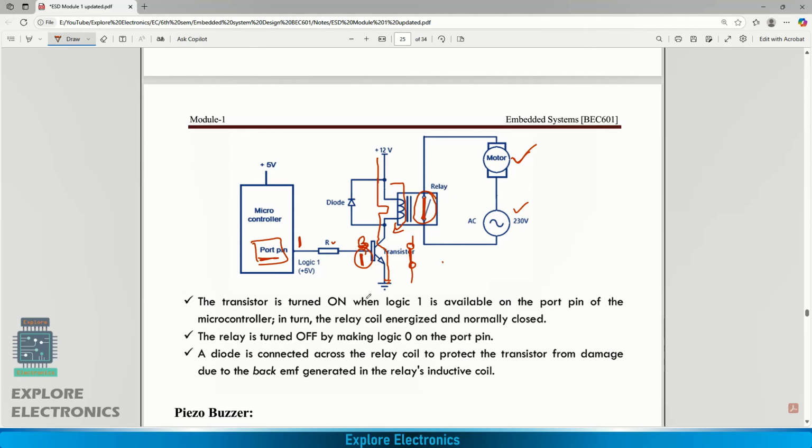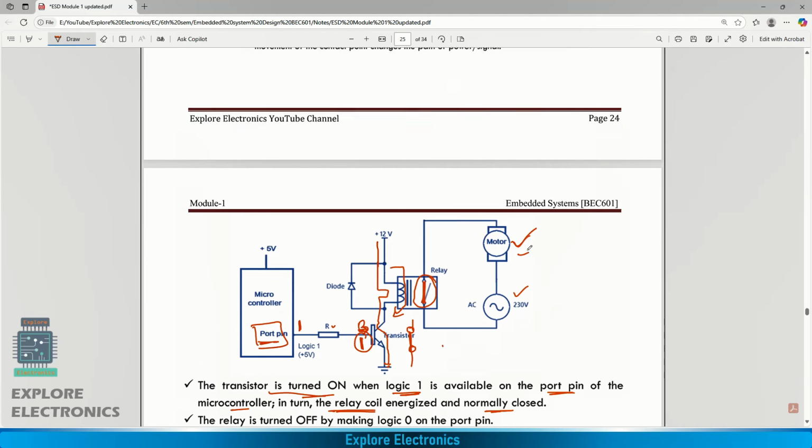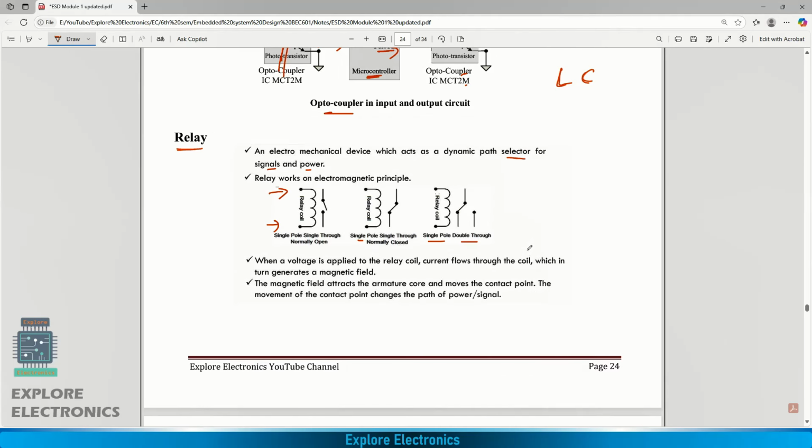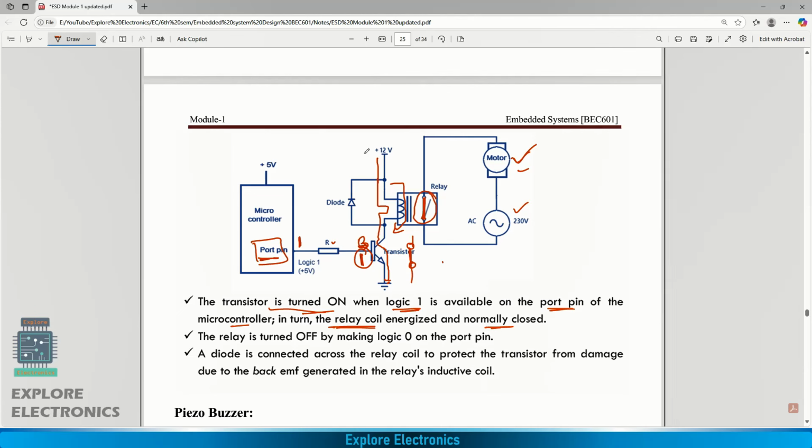Okay, it means the transistor will be turned on when logic 1 is provided from the port pin of the microcontroller. It turns on, the relay coil is energized. Otherwise, it will be in the normally closed operation. Okay, and the motor will be turned on. This is a simple application of a relay which will be having single pole throw. You can also use a double pole throw here in place of this relay. Suppose a connection will be something like this. It is always connected. We will be having another pole. Whenever this relay is energized with the port pin, it will connect it to this. Otherwise, it is connected to this.